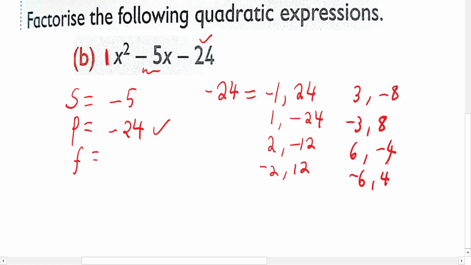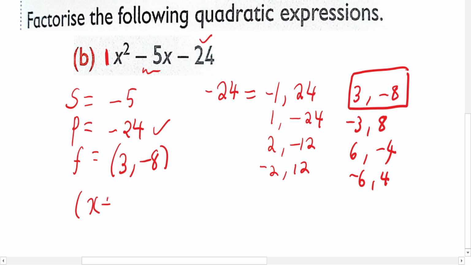Out of all those combinations, which one, when added, gives you a sum of negative 5? Those two numbers are obviously 3 and negative 8. So your two factors are 3 and negative 8. At the end of the day, your answer is going to be x plus 3 and x minus 8, the very simplest way of knowing.